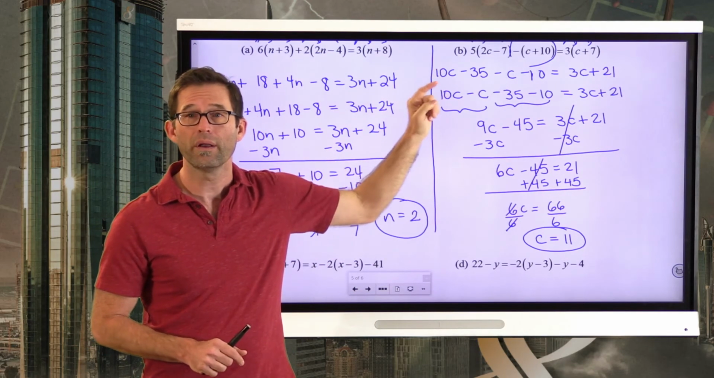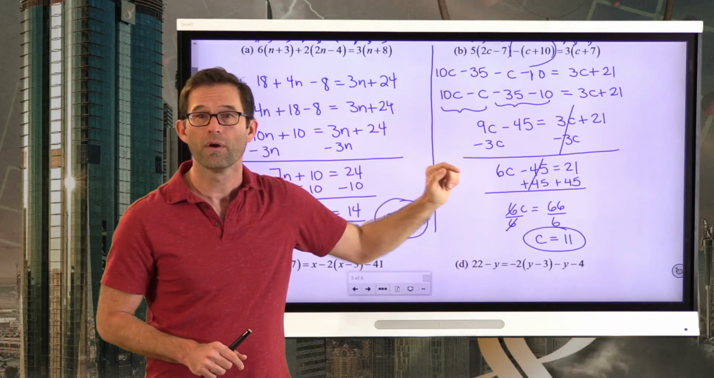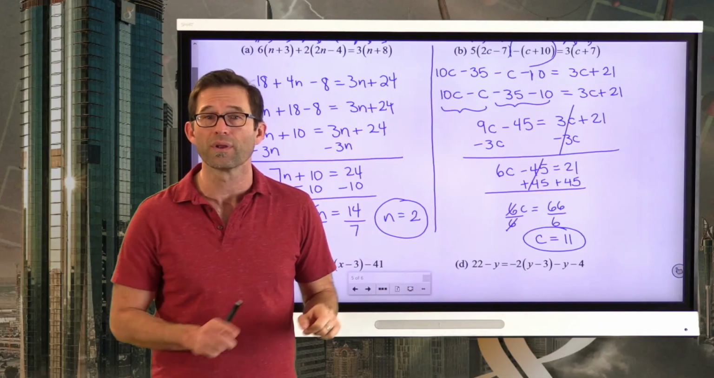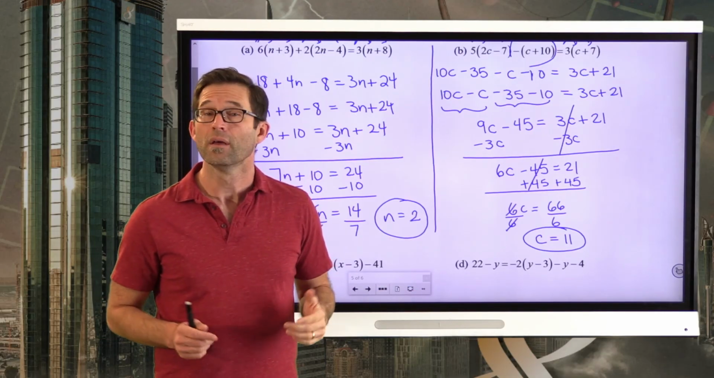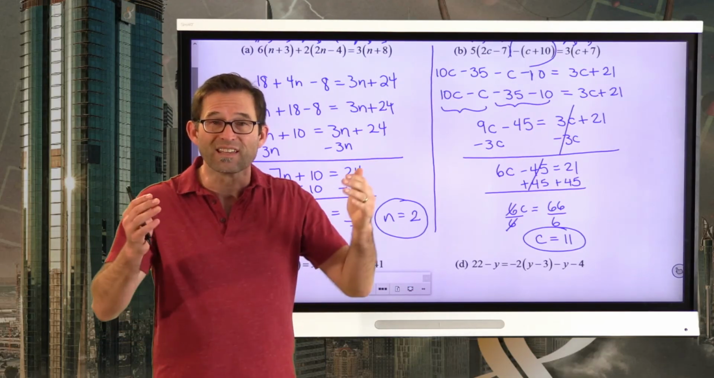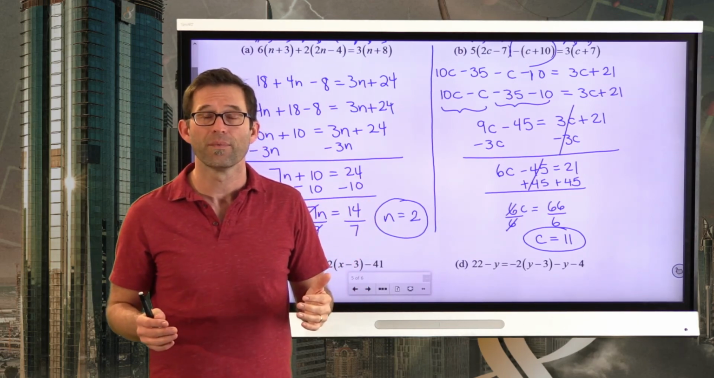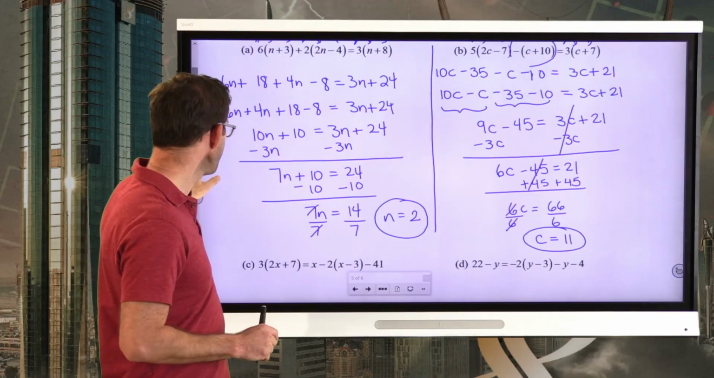I mean, take a look. 1, 2, 3, 4, 5, 6, 7 steps at least, depending on how you count, to get down to c equals 11. That can be challenging for math students to get all the way through something like that many steps without making a mistake. So let's get some more practice on them.